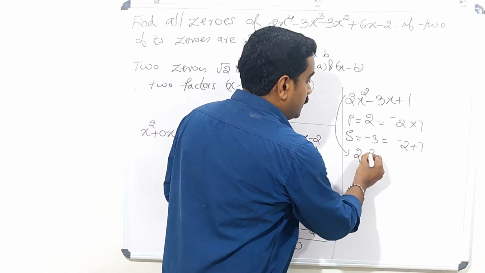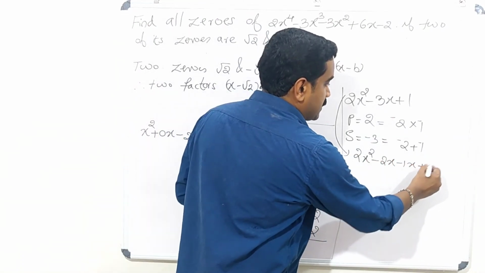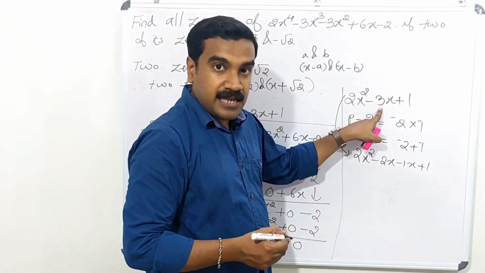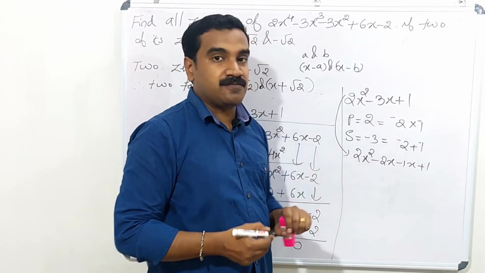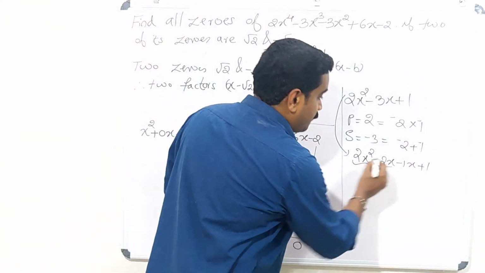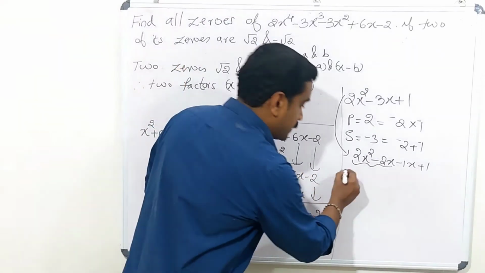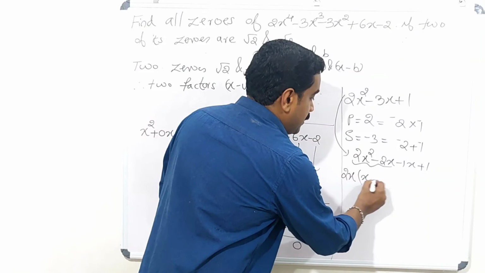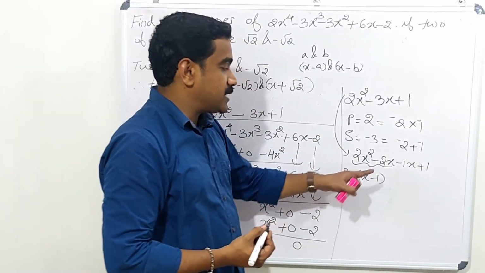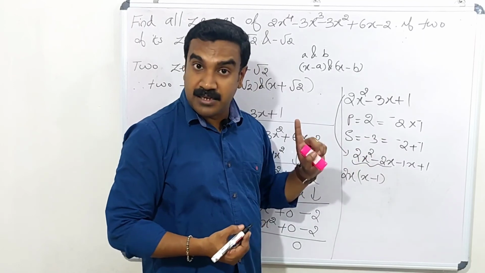2x square, and minus 3x you can write as minus 2x minus 1x, plus 1. From the first and second terms, take the common factor. What is common in 2x square minus 2x? 2x is common. So what is remaining here? x is remaining, minus 1. 2x into x minus 1, check: 2x into x is 2x square, 2x into minus 1 is minus 2x.